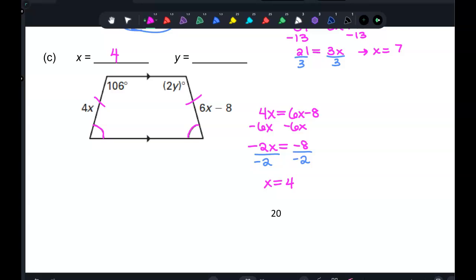Okay, now to find out what y is equal to, if the base angles at the bottom are congruent, then the base angles at the top are congruent. So I know 2y has to be equal to 106. So I'm going to divide both sides by 2. So 106 divided by 2 gives me y equals 53.